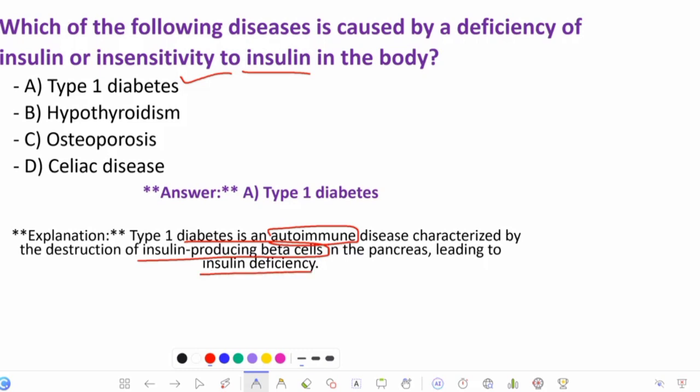Autoimmune means that the cells of the immune system cannot differentiate between the normal cells of the body and foreign ones. That's why they will act against normal body cells. They are unable to differentiate between foreign invaders, foreign antigens, foreign microorganisms, and the cells of the body. That's why they will kill their normal cells. So in type 1 diabetes there is deficiency of insulin.